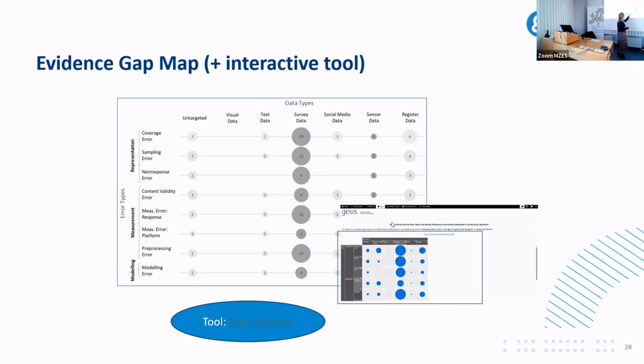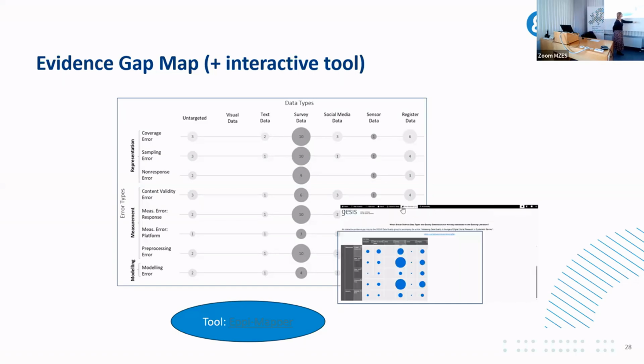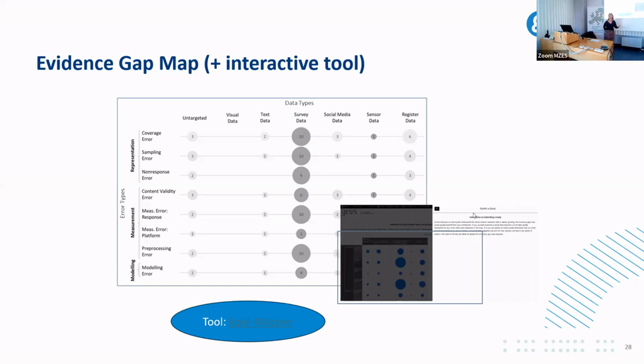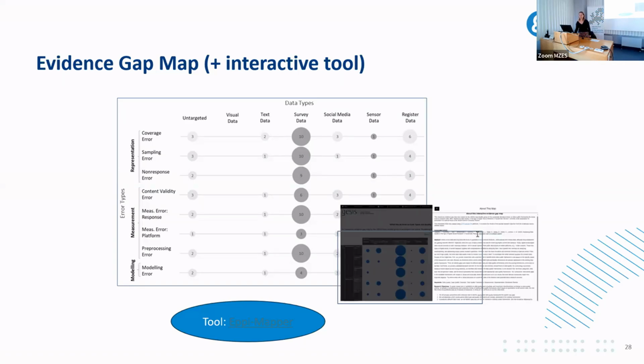You can see in the sensor world, there are a lot of frameworks and a lot of ideas on data quality already out there, while for other data types, for instance, social media data, there are not so many frameworks out there. So yes, and for instance, this tool here was created in EpiMapper, which is a really nice tool to create interactive evidence gap maps. Yes, this was it so far on evidence gap maps.